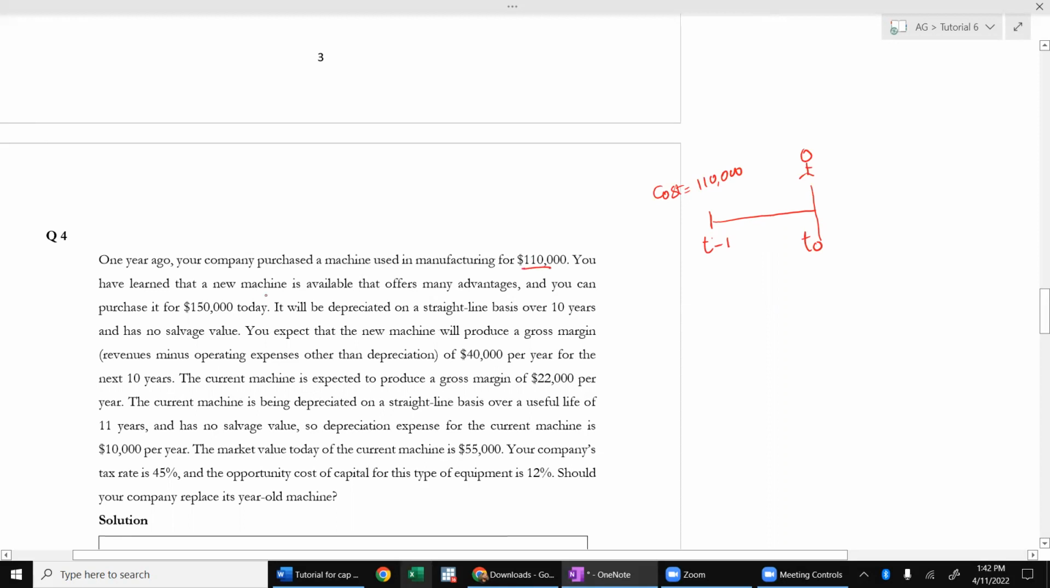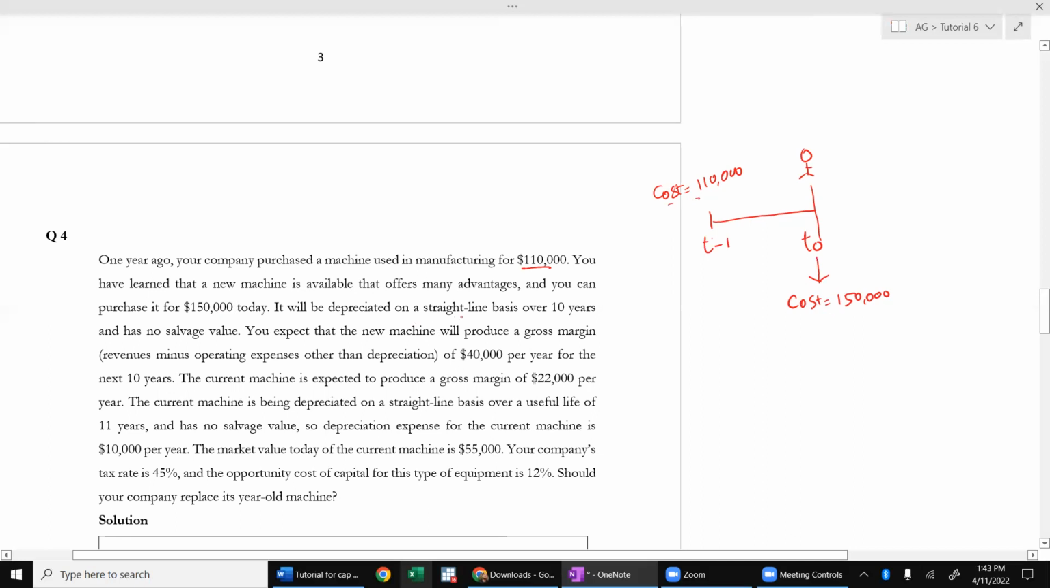You have learned a new machine is available that offers many advantages and you can purchase it for 150,000. So it means that here you have realized that you should buy a new machine. The cost of the new machine is equal to 150,000. Okay. So far we have already incorporated this information. This is last year and this is now.